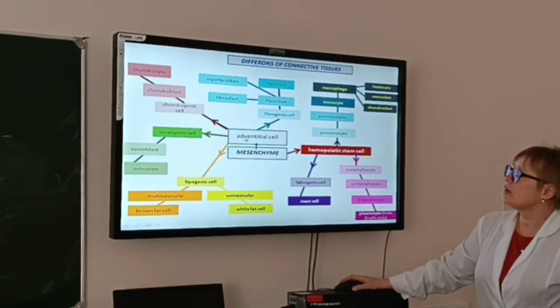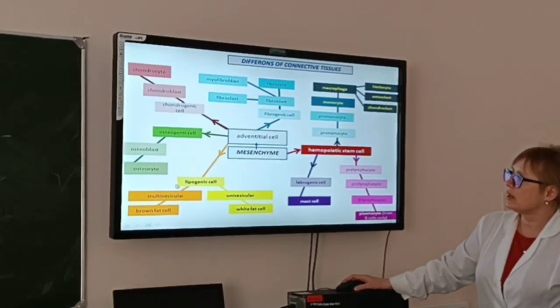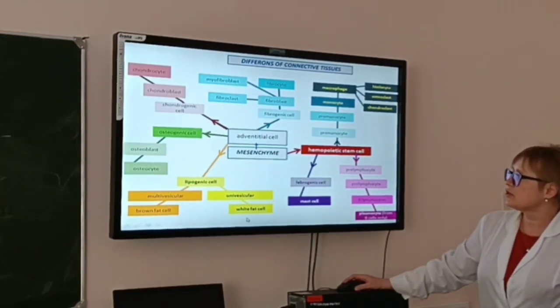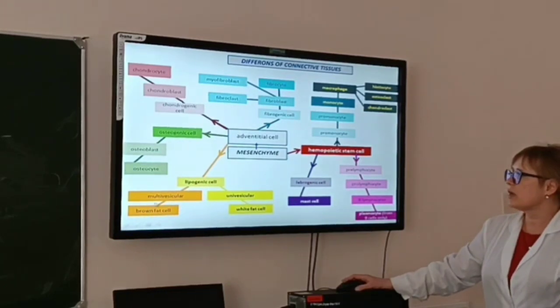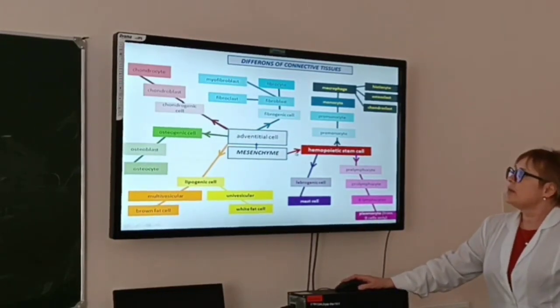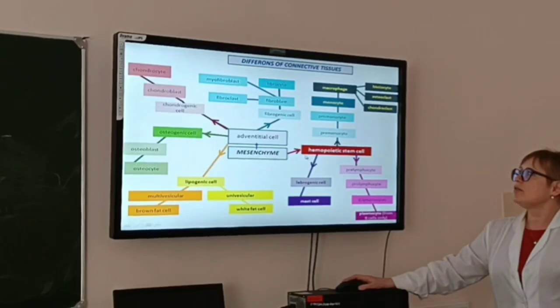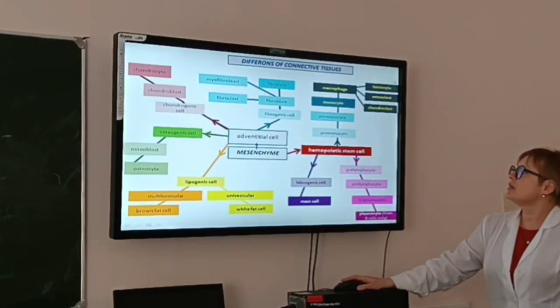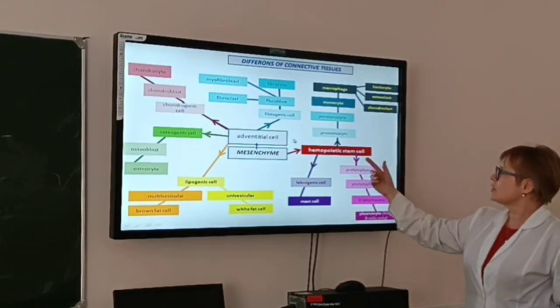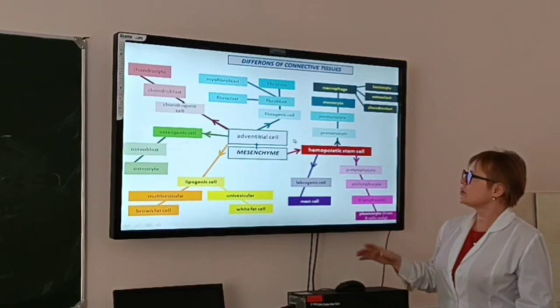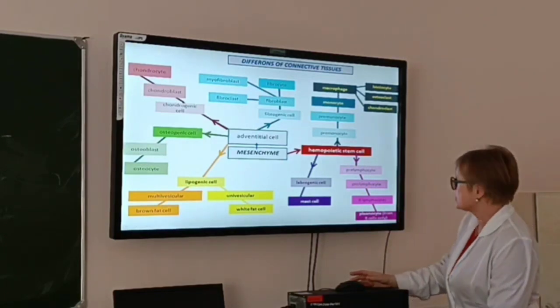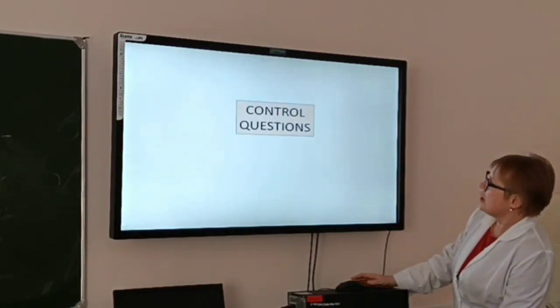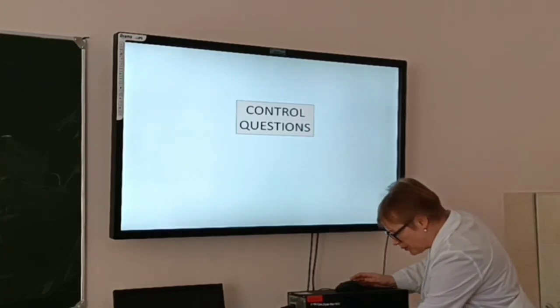Lipogenic cells also arise from mesenchyme, and as a result we receive white and brown fat cells. Mesenchyme also gives rise to the hematopoietic stem cell. You can see most of these only 3, but the hematopoietic stem cell gives rise to all blood cells. Yes. That's all.